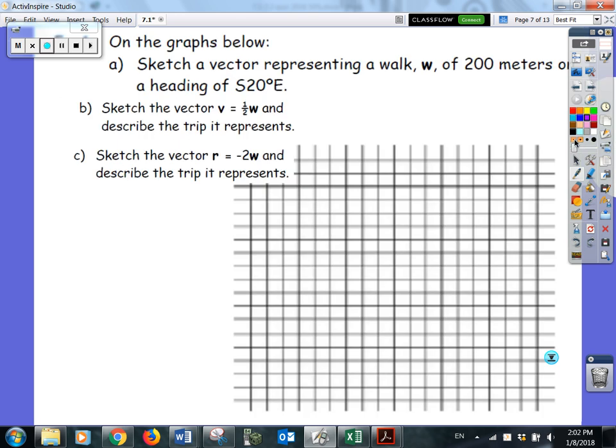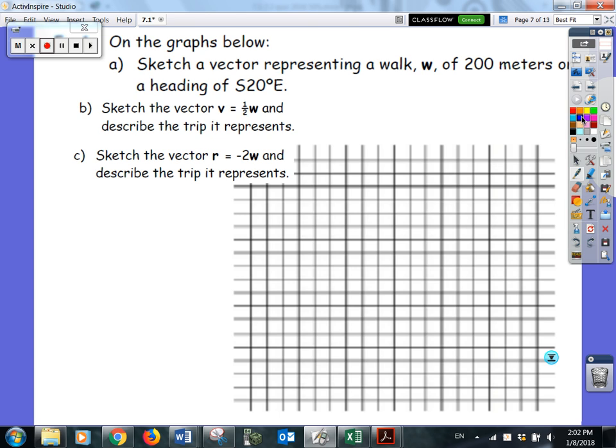All right, so now this first example. Now, you have on your notes 3 separate little graphs. You can do them on each separate graph, or you can do them all on the same graph. It's up to you. I'm just going to do them all on the same graph right here because it's easier for you to see on this bigger graph than little bitty pieces of it. So, we're going to sketch a vector representing a walk of 200 meters on a heading of south 20 degrees east.